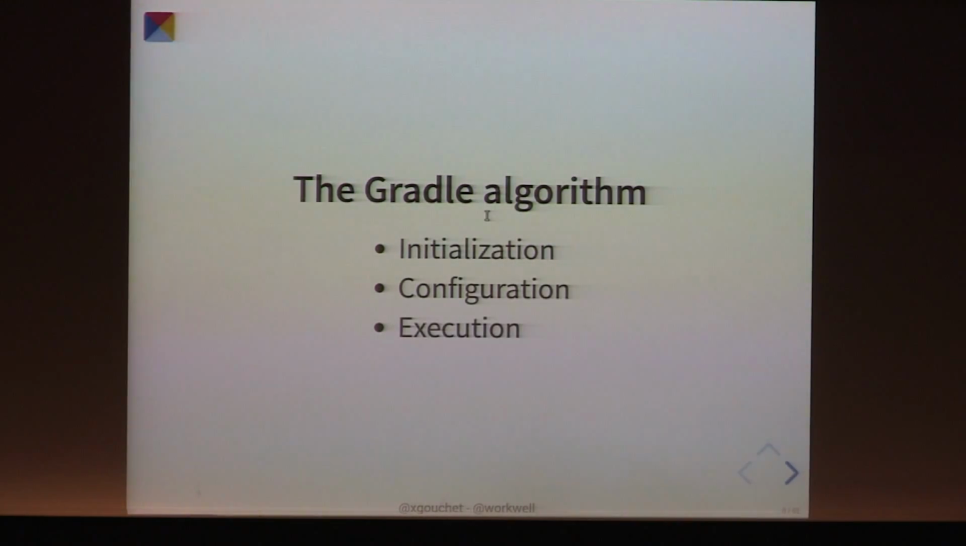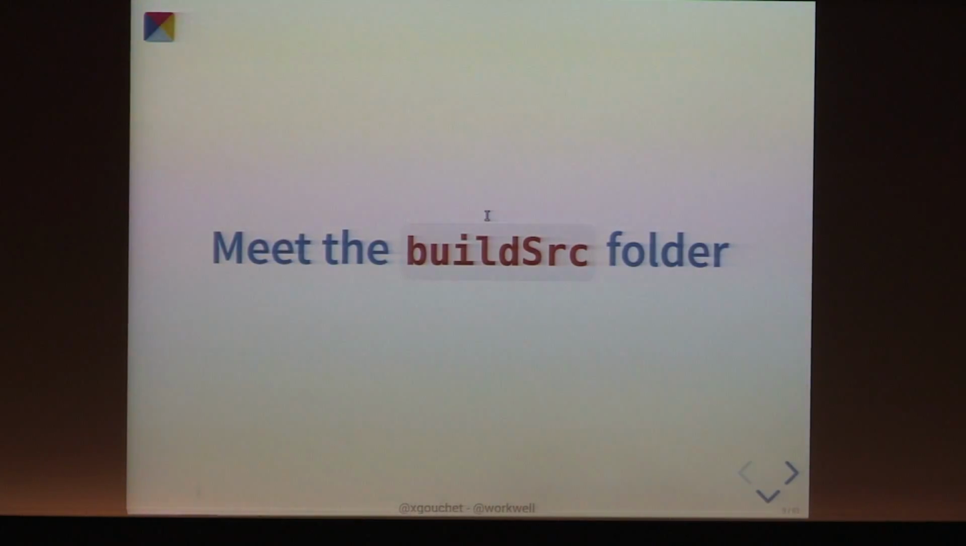And then you have the execution phase. In the execution phase, it's going to take a look at which tasks you asked for, and it's going to generate the task graph to know which task depends on which task. It's going to list which it needs to run in which order, and then it's going to execute all the tasks.